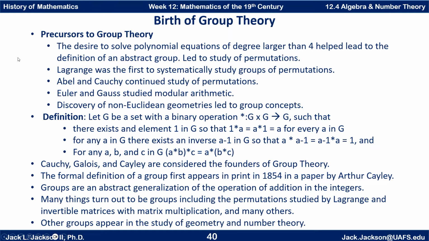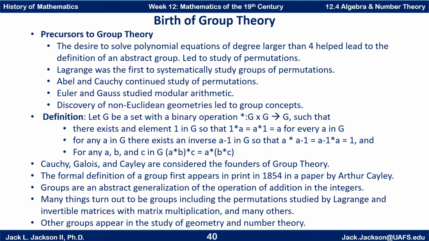So one of the big things that happened in the 19th century was the birth of group theory. Now there were some precursors to group theory. Some went back a little bit further than the 19th century. One was the desire to solve polynomial equations of degree larger than 4, and that helped to lead to the definition of an abstract group, and it led to the study of permutations. So those things were involved there, and like I said already, Galois was one of the first ones to define a group, and that was because of his study of solving equations.